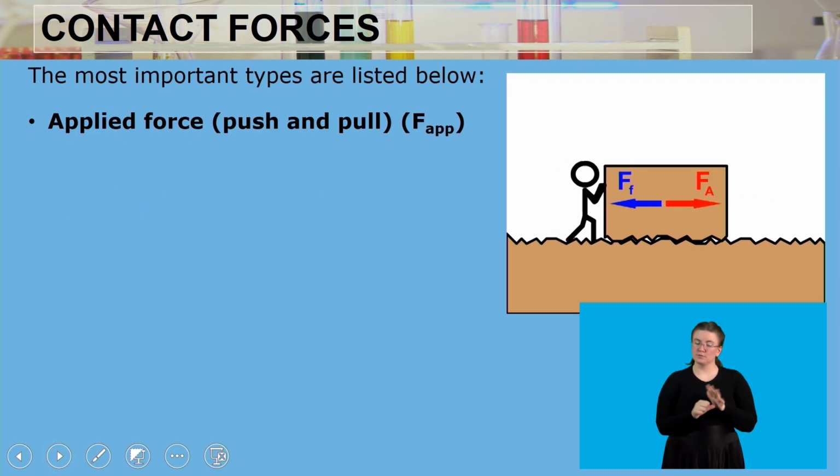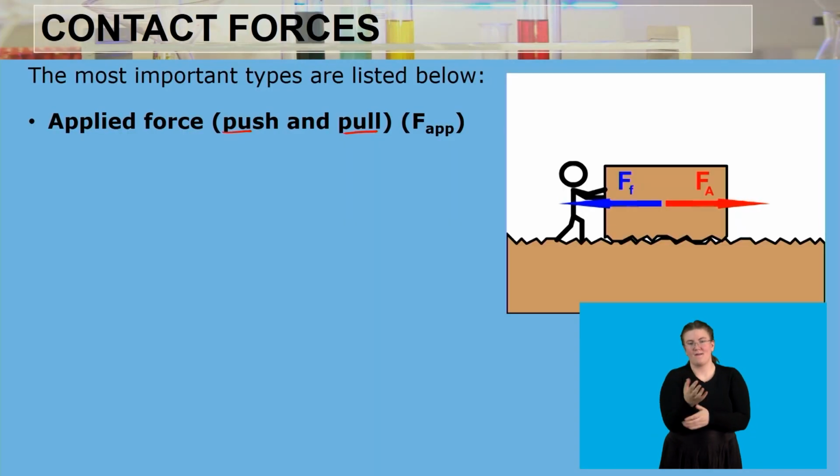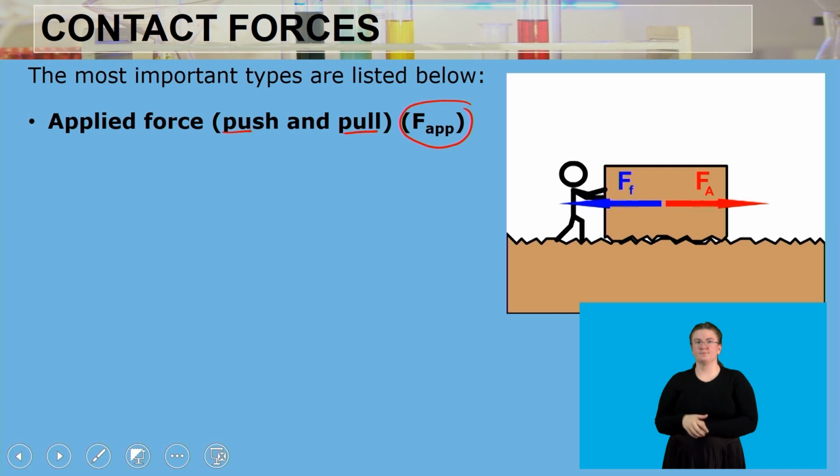The most important types of contact forces are going to be looked at, starting with the applied force. The applied force is either a push or a pull. Remember, when you are pushing something or pulling something, you are applying a force, hence it is referred to as the applied force. The symbol is F with a footnote of applied.